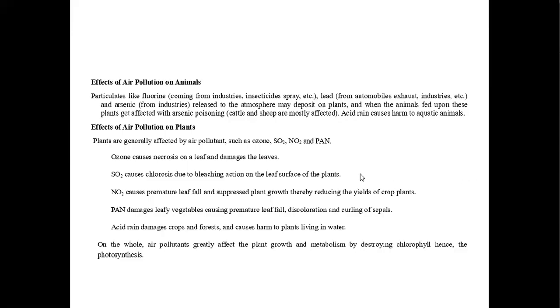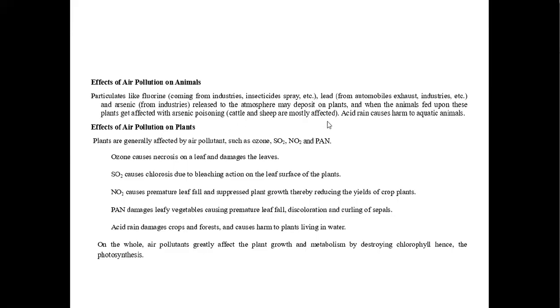And effects of air pollution on animals: particulates like fluorine coming from industries and insecticide spray, etc., and lead from automobile exhaust and industries, and arsenic from different industries, which are released to the atmosphere, may deposit on plants, and when the animals feed upon these plants, they get affected with arsenic poison.